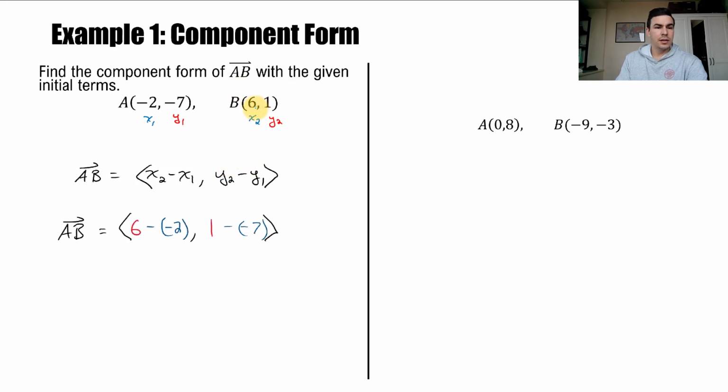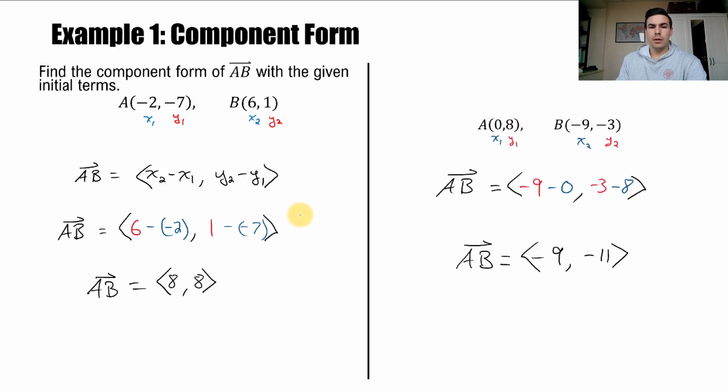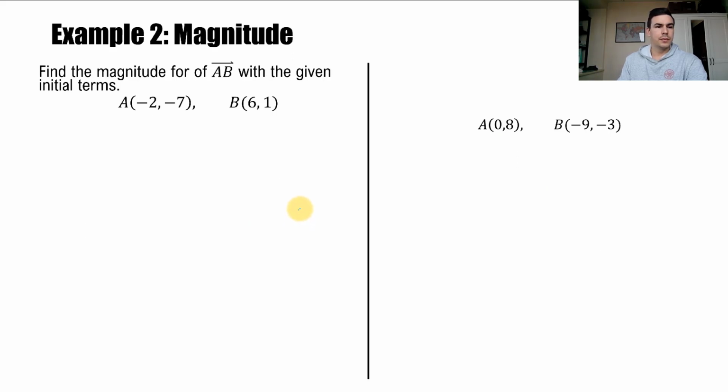So that'll be 6 minus negative 2, and then 1 minus negative 7 from A. Okay, so it's just the components from B subtracting the components of A. All right, and then you solve that, you get 8, 8, which is going to be our component form. So use that logic and see if you can find the component form for the example on the right. Okay, hopefully you got -9, -11, and we can move on to magnitude.